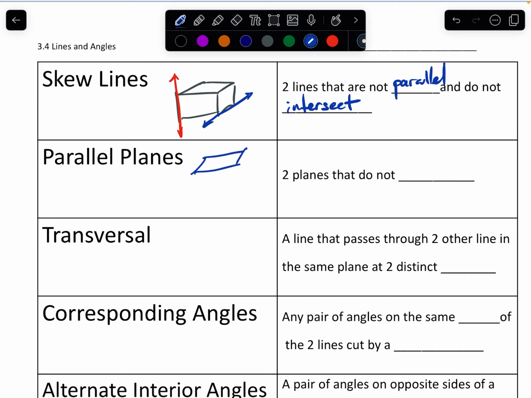Parallel planes are just two planes that do not intersect. So one on the bottom, one on top, in this case. So they don't intersect.